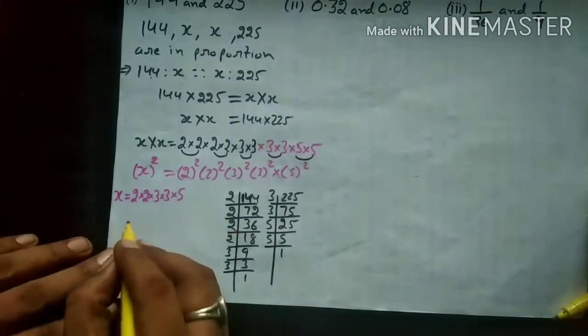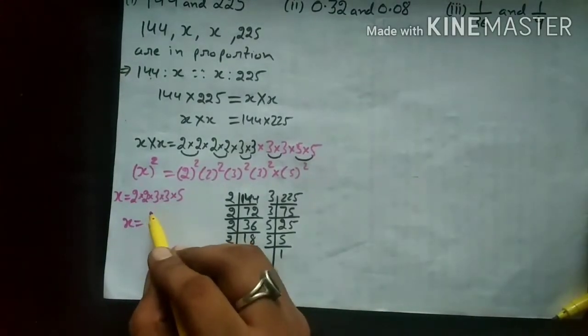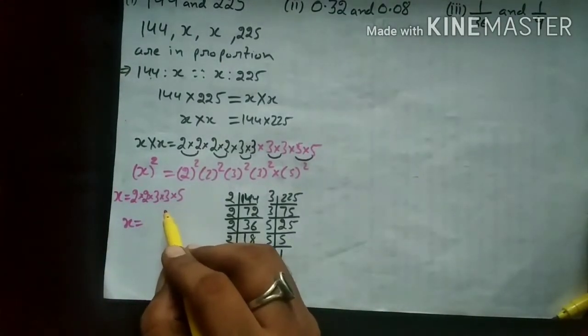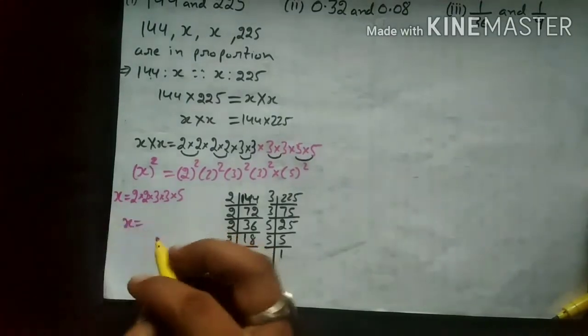Okay, now your answer will be 2 multiply 2 is 4, 4 multiply 3 is 12, 12 multiply 3 is 36, 36 multiply 5 is 180. That is, 30 multiply 5 is 150, and 6 multiply 5 is 30. 150 and 30, that is 180.